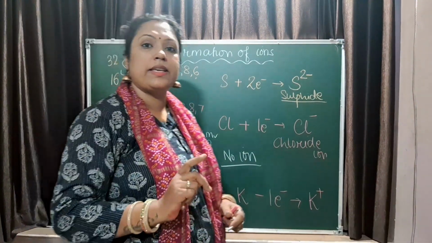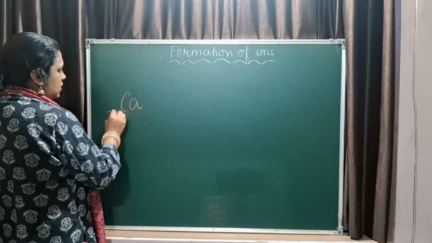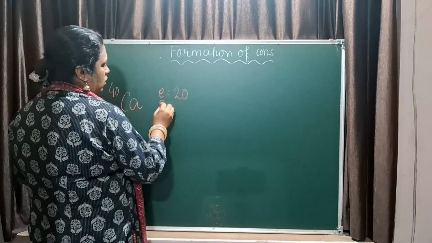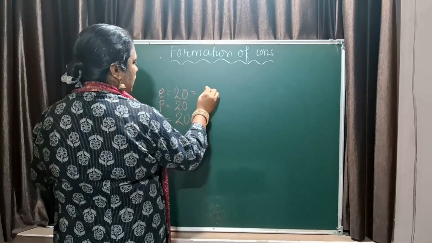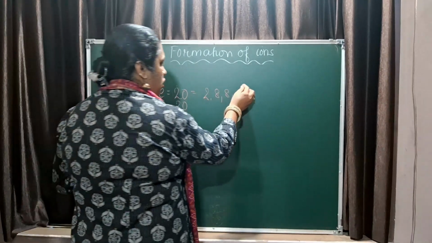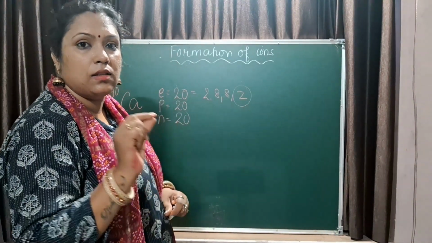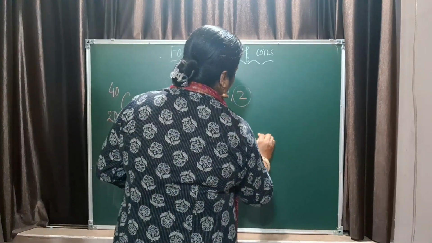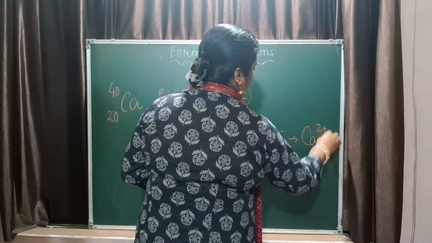Now, the last one is calcium. So, let me rub the board first. Calcium, that is 20 and 40. Electrons 20, protons 20 and neutrons also 20. Electronic configuration 2, 8, 8, 2. So, these 2 electrons have to be lost to attain the stable electronic configuration of the argon noble gas, right. So, calcium will lose these 2 electrons to form calcium 2 plus.